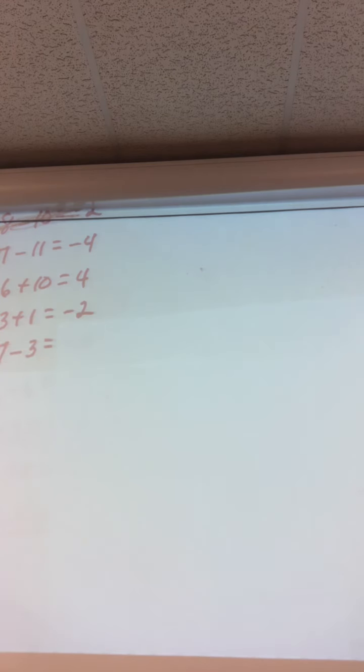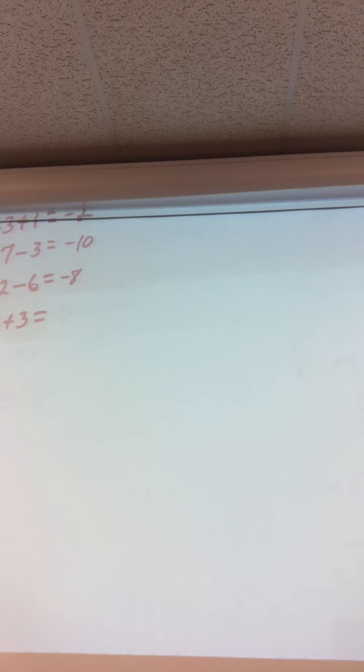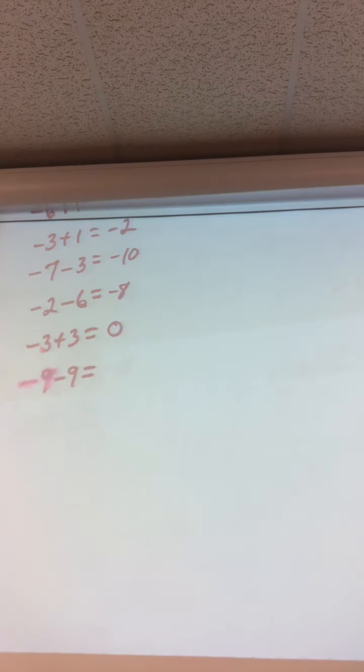If you lose 7, and then you lose 3 more, you are down 10. If you lose 2, and then you lose 6 more, you have lost 8. If you lose 3, and then you win 3 back, you've broken even. We call that 0. 0 is the only number that is considered neither positive nor negative. It is unsigned. Now this one, -9 minus 9. If you lose 9, and then you lose 9 more, you haven't broken even, you've lost 18.